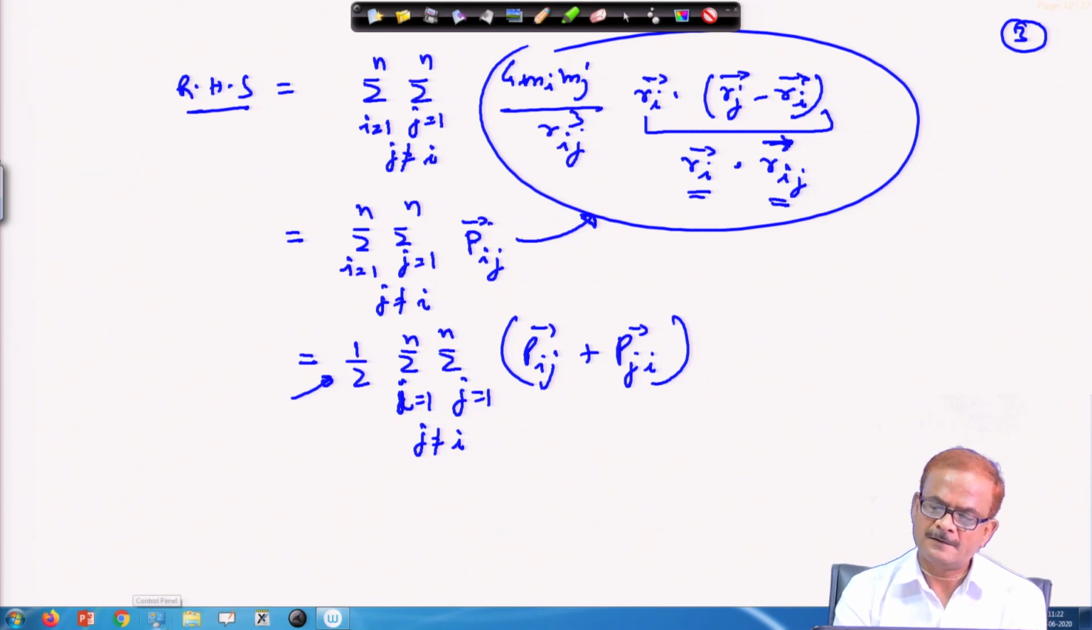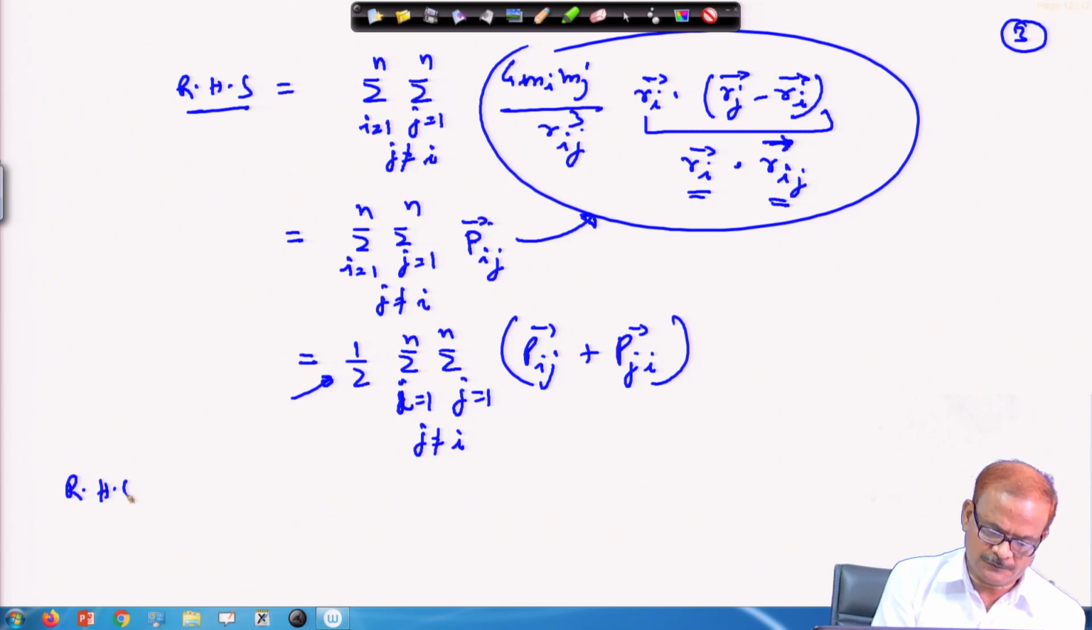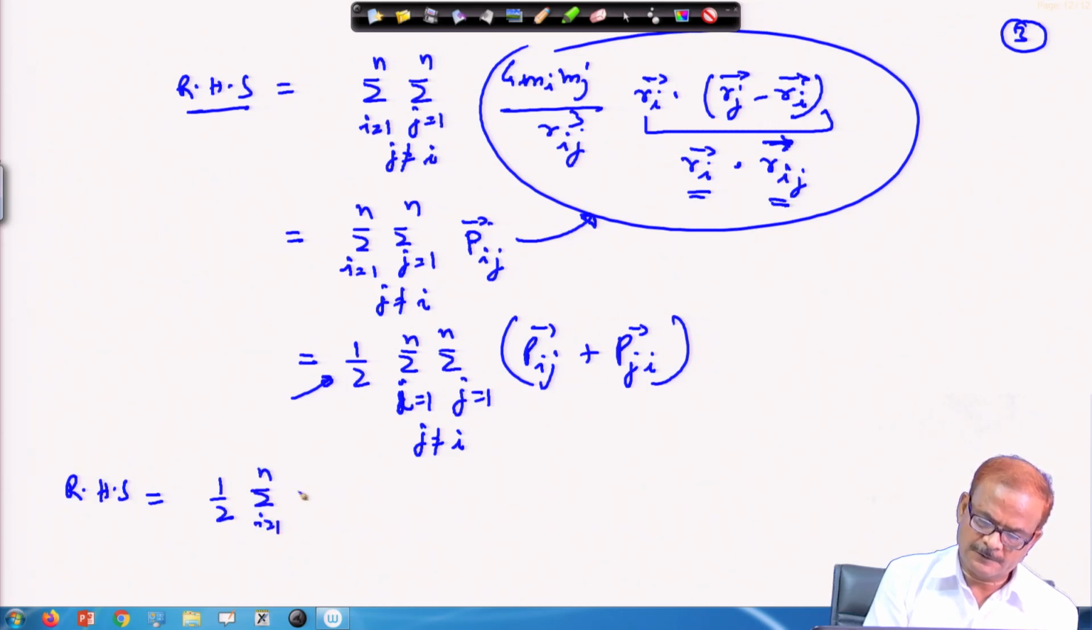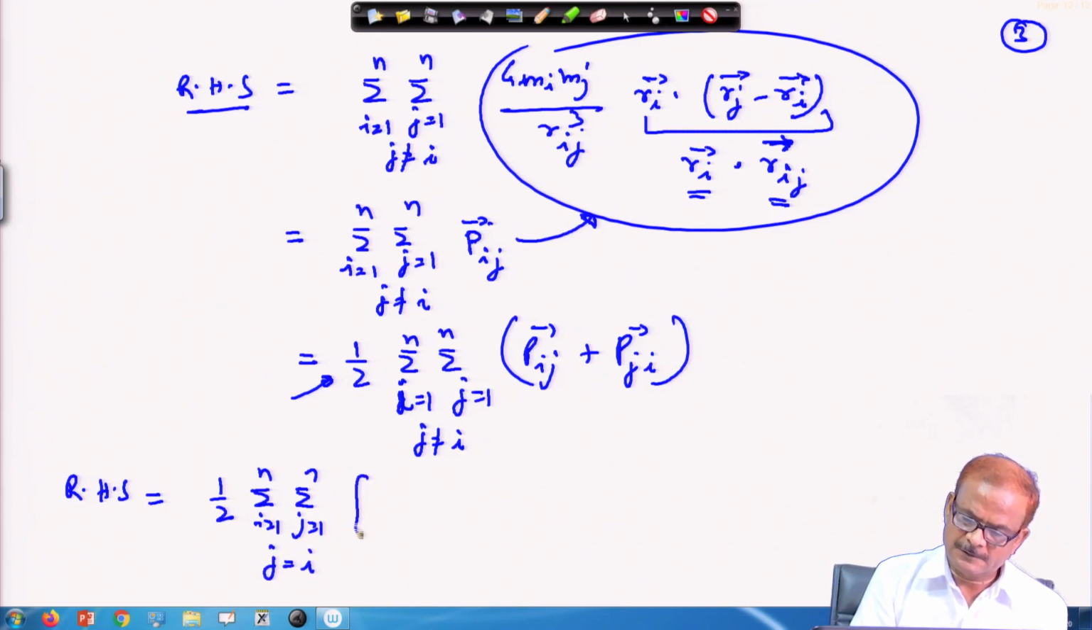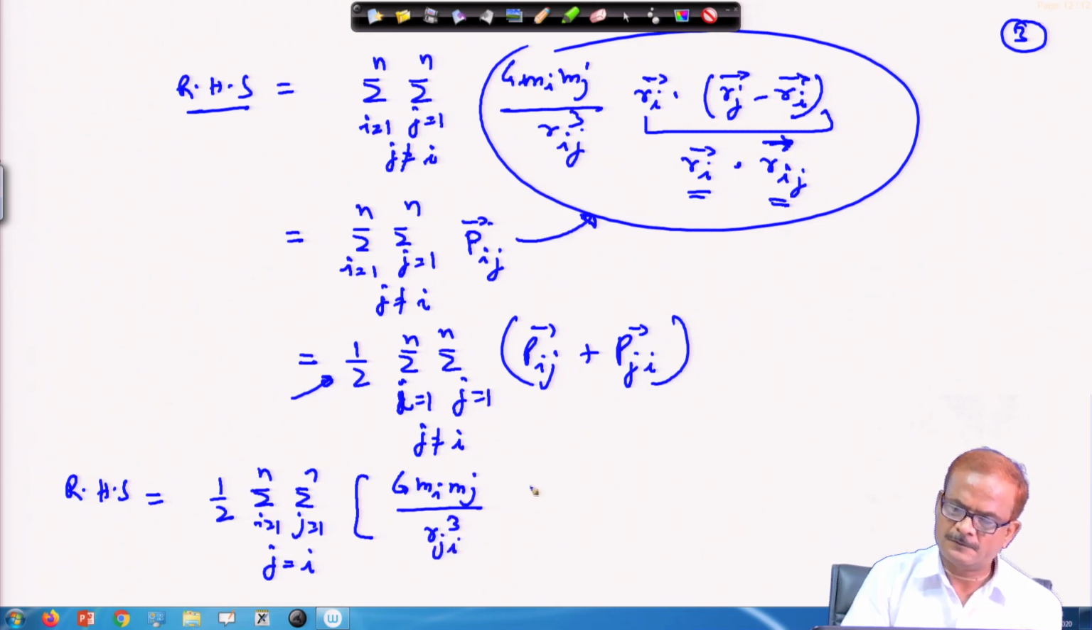So, wherever you have I, we need to replace it by j, and wherever j is there, we need to replace it by I. So, if we do that, the RHS gets reduced to 1 by 2, I equal to 1 to n, j equal to 1 to n, j not equal to I, and here the change will take place. So, therefore, the above equation becomes m I m j divided by r j I whole cube. We are changing r j dot r I minus r j.